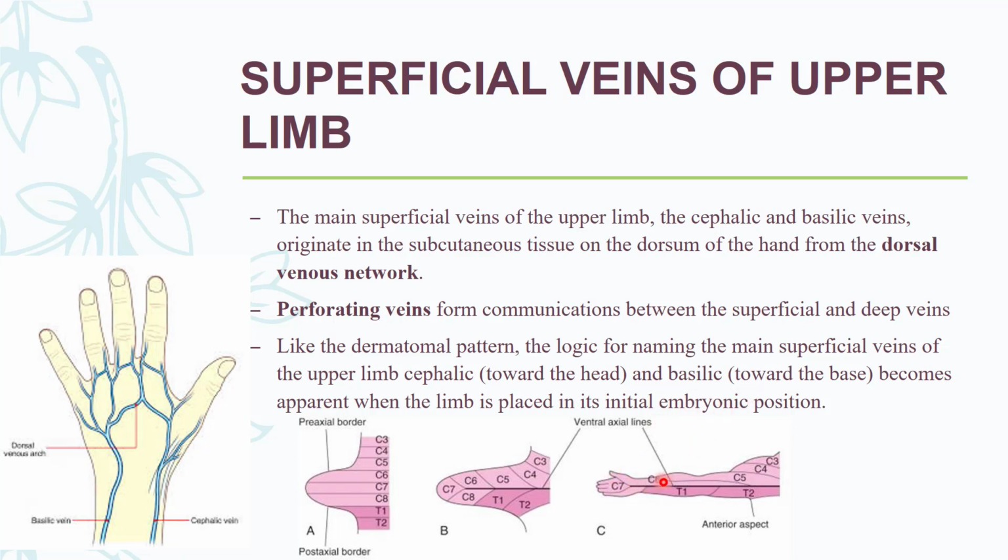That's why the vein which is present on the thumb side is called the cephalic vein, that is, towards the head. And the basilic vein, which is on the medial side, is towards the base, because in the embryo the medial side of the arm is towards the leg side or the base. That's why the vein which is present here is called the basilic vein, that is, towards the base region. I hope you understand why the cephalic vein is named cephalic and the basilic vein is named basilic.